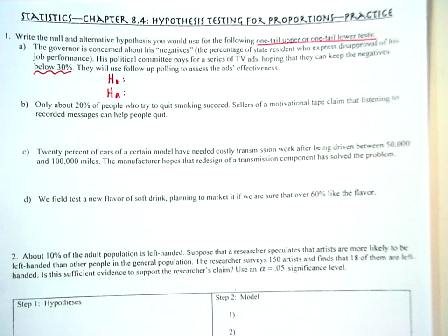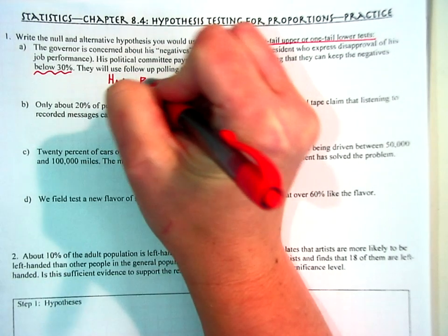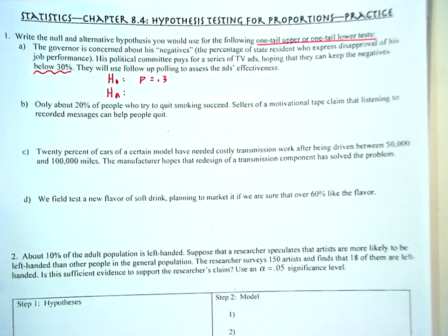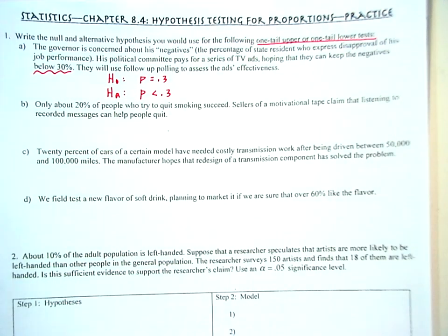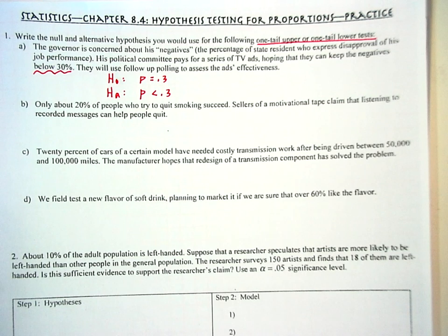So business as usual would be that that figure is staying fixed at 30%, 0.3. So we're saying P equals 0.3. And then what is it that we are arguing has changed? So we're hoping to keep the negatives below 30%. So we're looking at P is less than 0.3. Okay, so it's telling me that it's a one-tail lower test, a left-tailed test, because we're looking at the negatives lowering from 30%.